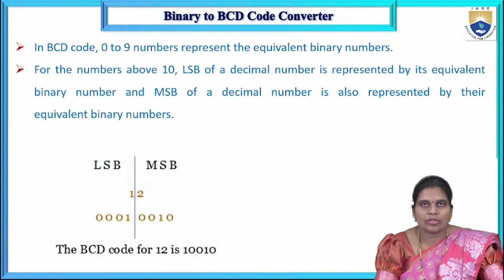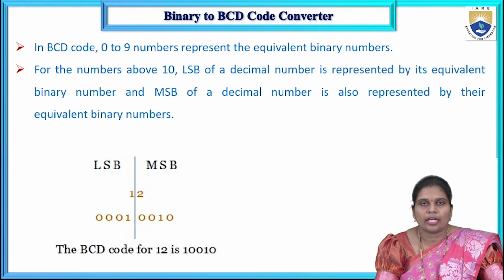In binary values, we have 0 to 15. Coming to the BCD values, we have 0 to 9, the normal decimal number system. Up to 0 to 9, it also depends on the 8421 code only. For numbers above 10, the LSD of a decimal number is represented by its equivalent binary number, and the MSD of a decimal number is also represented by its equivalent binary number.